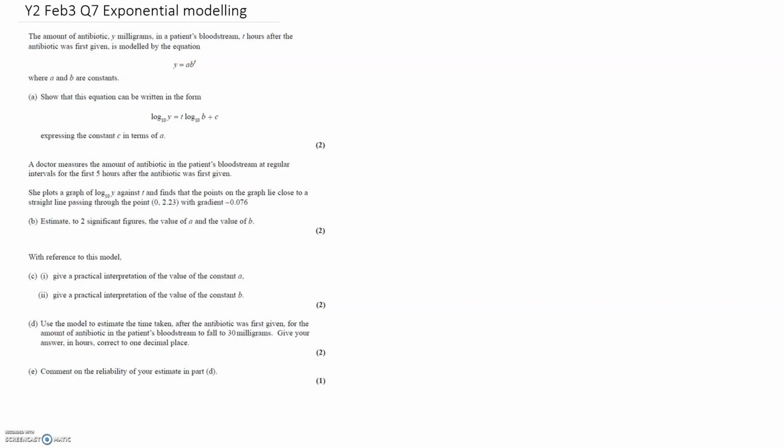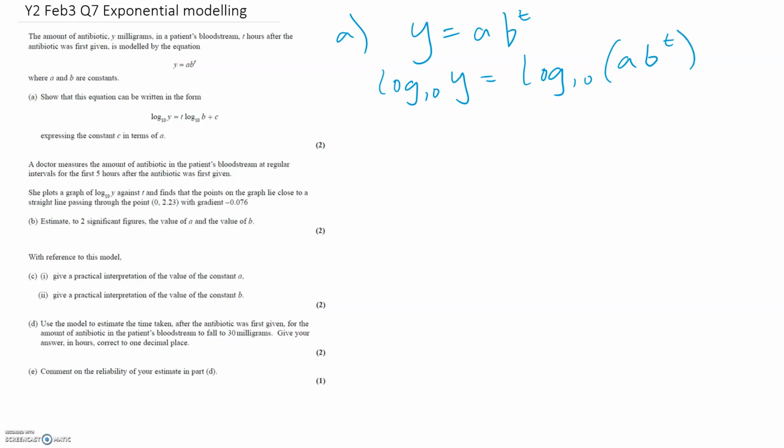Okay, question 7. This looks like a year 1 exponential modelling type of question. If y equals a times b to the power of t, then for part A we need to take log to the base 10 of both sides. Make sure you show your working out for this, since the answer is given in the question.